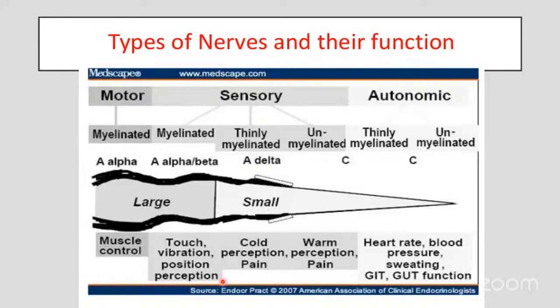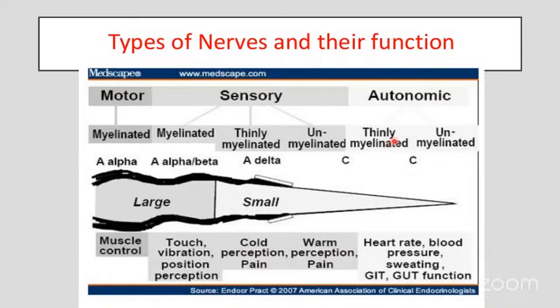This is a simpler classification for type of nerve fibers. Large nerve fibers, A alpha or A beta, carry signals for muscle control, and they carry afferents for touch, vibration, position, and joint perception. While the thinly myelinated A delta fibers carry the cold perception and fast pain perception.